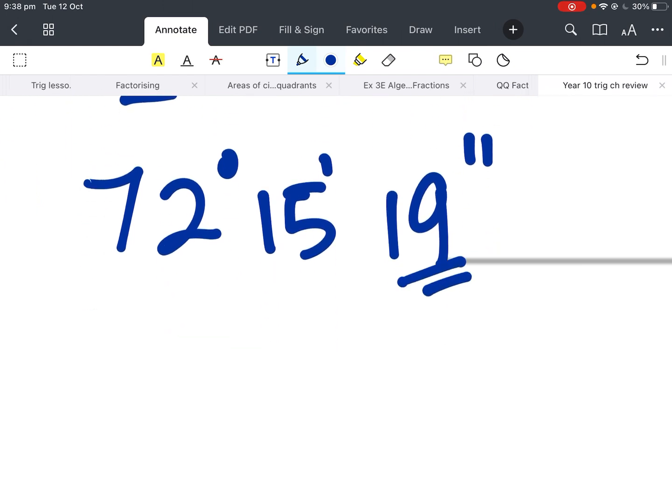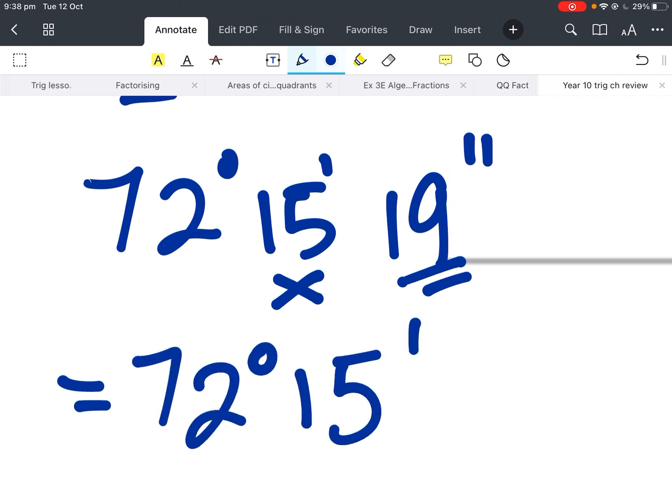Okay, so remember, look at this one. Half of 60 seconds is 30. Is that above 30? No, it's not. So we don't add anything to the 15. Our answer remains 72 degrees, 15 minutes.